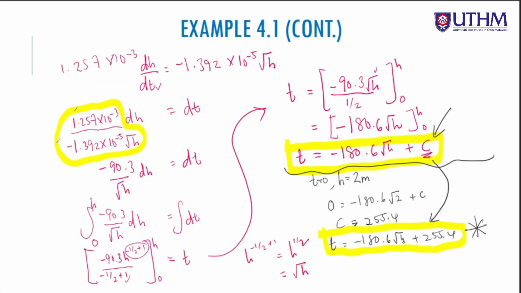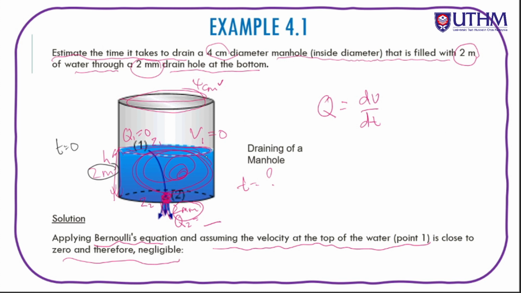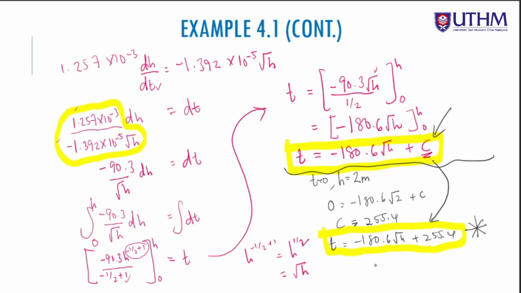Untuk keringkan manhole, apa akan jadi pada this fluid level, water level ni akan jadi 0. Betul tak? H akan jadi 0. T sama dengan berapa? Bila H ni 0, bila dia dah drain. So kita untuk find time at H equals to 0.